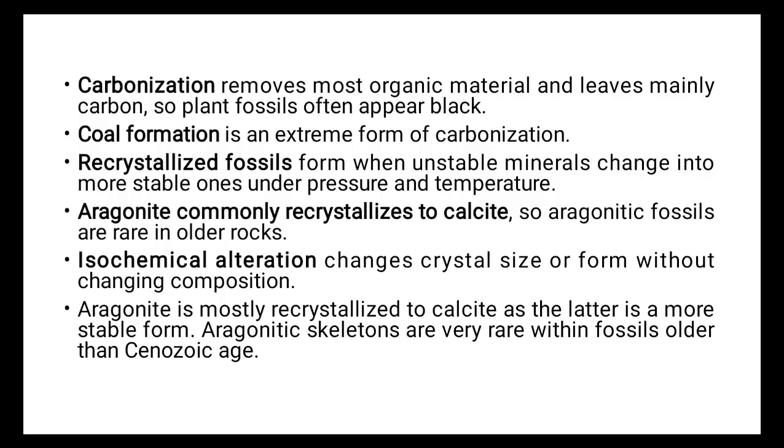Another statement is written here: aragonite is mostly recrystallized into calcite as the latter is the more stable form. Aragonitic skeletons are very rare within fossils older than Cenozoic. So before Cenozoic, the fossils we get are mostly calcite. Although it was earlier aragonite, it got replaced by calcite by isochemical alteration.